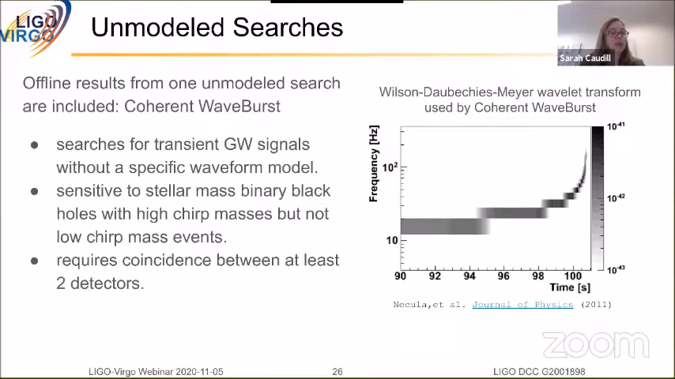Coherent Waveburst has the highest sensitivity for short duration, high mass signals, and its sensitivity will decrease for the lower mass systems with the longer duration waveforms. And we also note here that CWB, Coherent Waveburst, required candidate events to be found in coincidence between at least 2 detectors. And so you'll see in the paper, table 4, Coherent Waveburst recovers fewer candidates than the other searches. Okay, next slide.